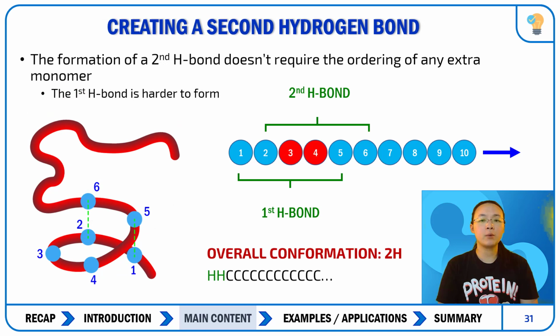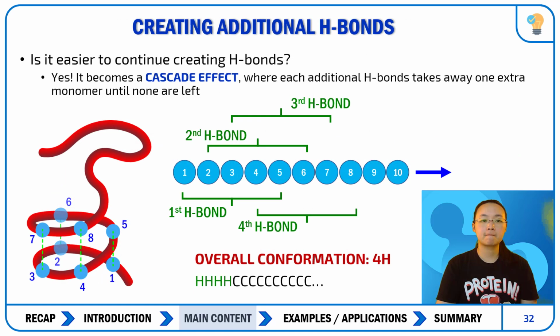Just to follow up with that, I want to reiterate the fact that forming the second hydrogen bond does not require the ordering of an extra monomer. Therefore, it makes sense that it's just the first hydrogen bond here that's the hardest to form, and then the others just fall into place because they're already energetically unfavorable as they are. And because you have more energetically favorable conformations and hydrogen bonding occurring throughout the whole alpha helical structure, we call this the cascade effect, where each additional hydrogen bond will take one extra monomer until none are left.